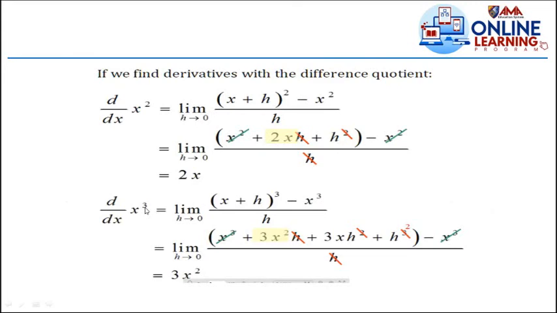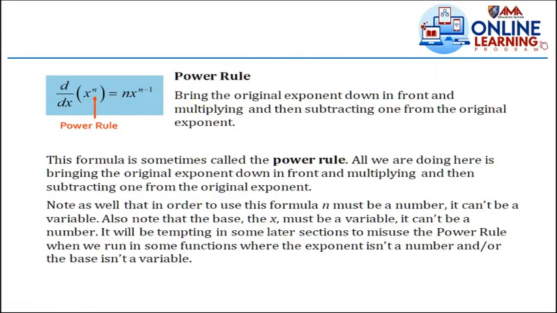So applying the formula, n x raised to n minus 1, so 3 multiplied by x, so we have 3x raised to 3 minus 1, so we have 3x squared. So dyan galing yung power rule formula. So it says that bring the original exponent down in front and multiply, and then subtract 1 from the original exponent. So bababa po natin, i-multiply natin, then subtract to the original exponent ng minus 1. Okay? So this is your differential calculus power rule, no?